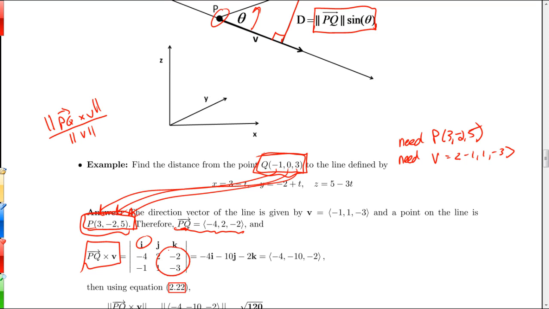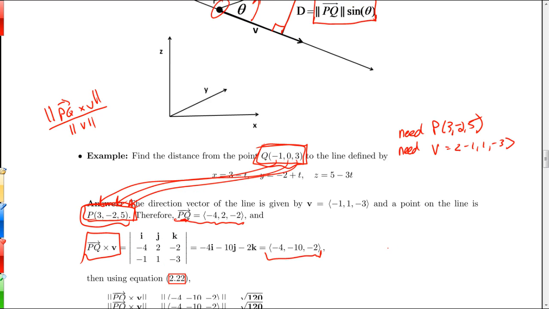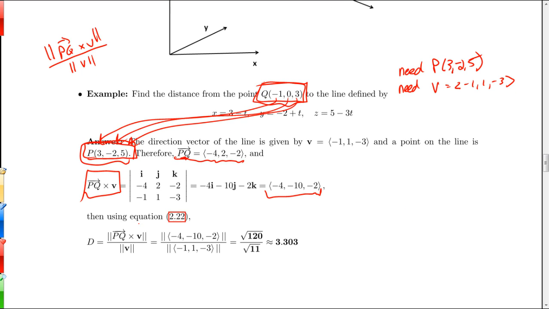So it's just I times the determinant of that matrix minus J times the determinant of that matrix plus K times the determinant of that matrix. And when you go through all those calculations, there's that cross product. But I'm really only looking for the magnitude of this cross product over the magnitude of V. So the magnitude of the cross product is going to be the square root of 16 plus 100 plus 4, so square root of 120. And then the magnitude of V, V is right here, so I'm going to take 1 plus 1 plus 9, get the square root, so you get square root of 11.